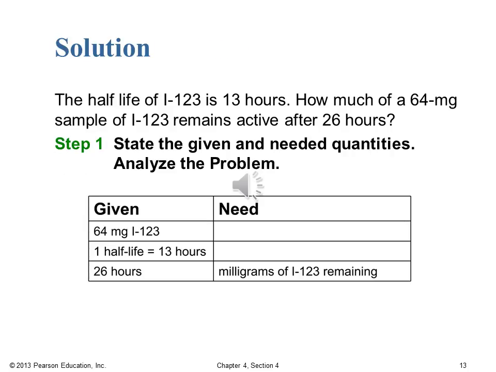Okay, so just like our sample problem, we'll state the given and needed quantities and analyze the problem. In this case, we're given that 64 milligrams of iodine-123 is our starting amount. We're told that one half-life is equal to 13 hours, and we need to know how much has remained after 26 hours. So 26 hours is the time of interest, and what we need is the milligrams of iodine-123 remaining.